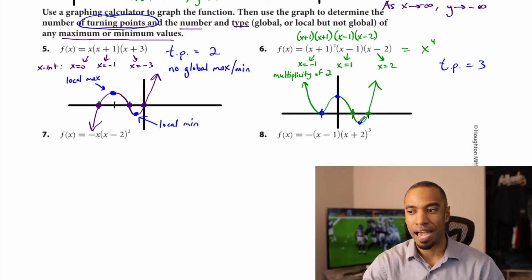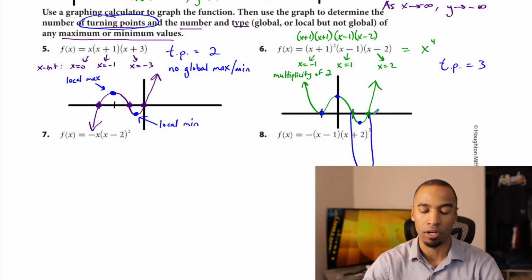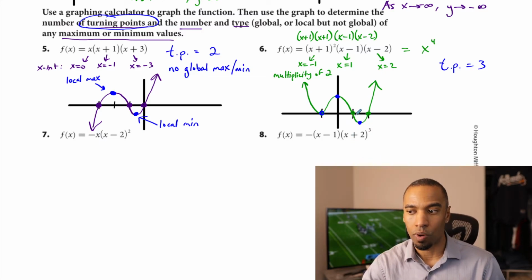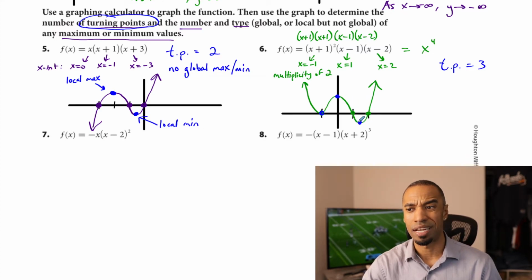I can't tell you exactly what the y value of this low point is. It actually might be super sharp and low. I can't tell you. But I can tell you there is one. It exists somewhere between x equals 1 and x equals 2. Because this one bounces off at y equals 0. There's a negative y value right here that it does hit.